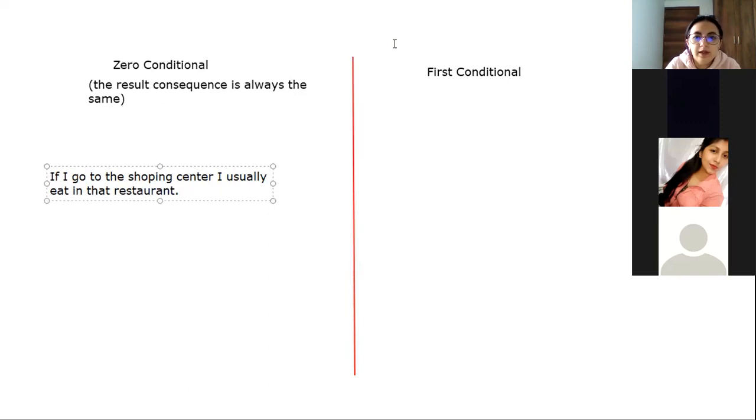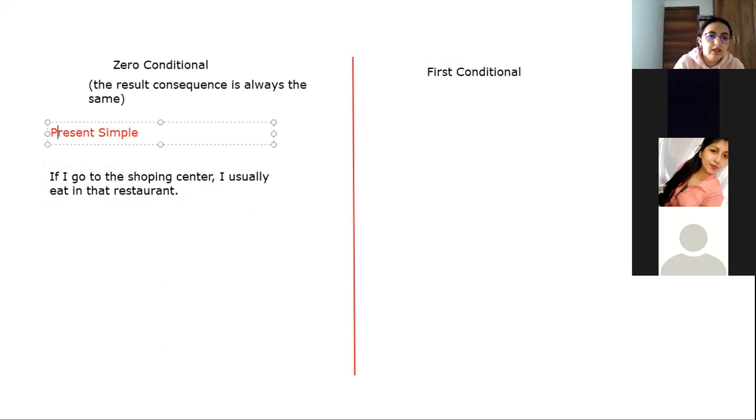Okay, let me change this one in this color. Just don't forget that when we have these if clauses, we're going to separate both clauses, or both sentences, using a comma if we start with the if clause. And also, something very common in this kind of conditional is that we're going to use always present simple, right?